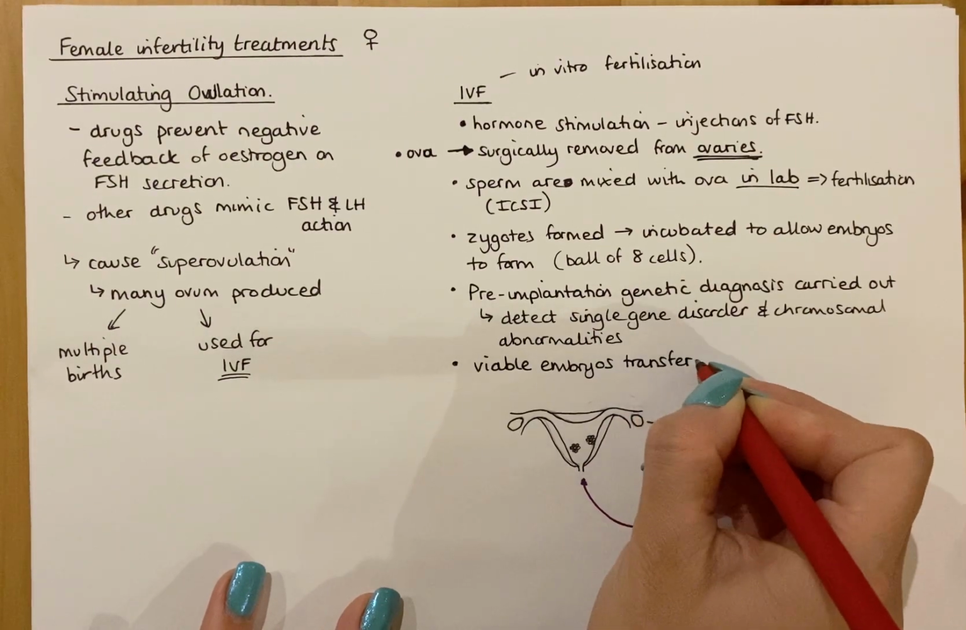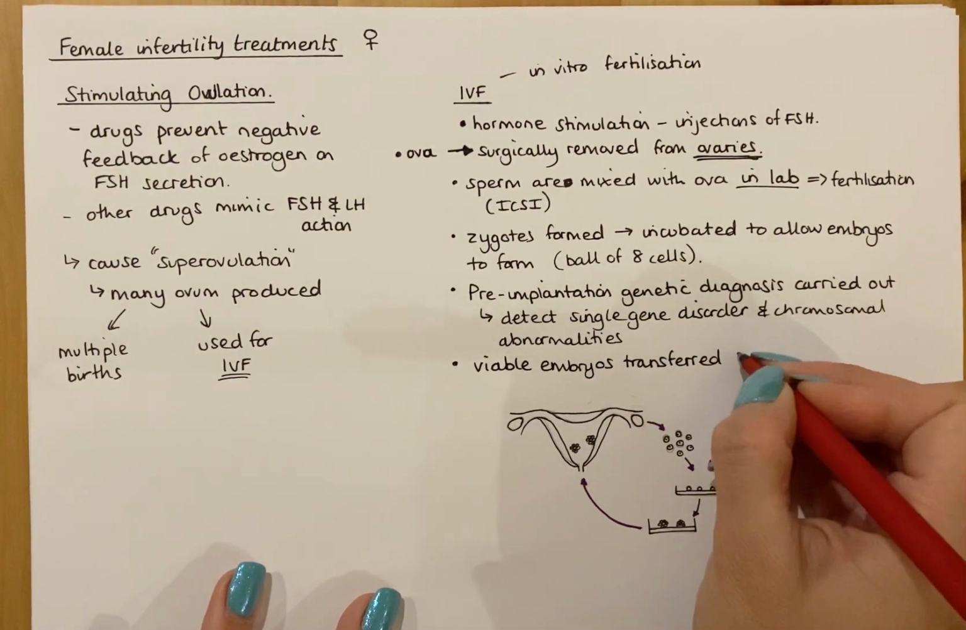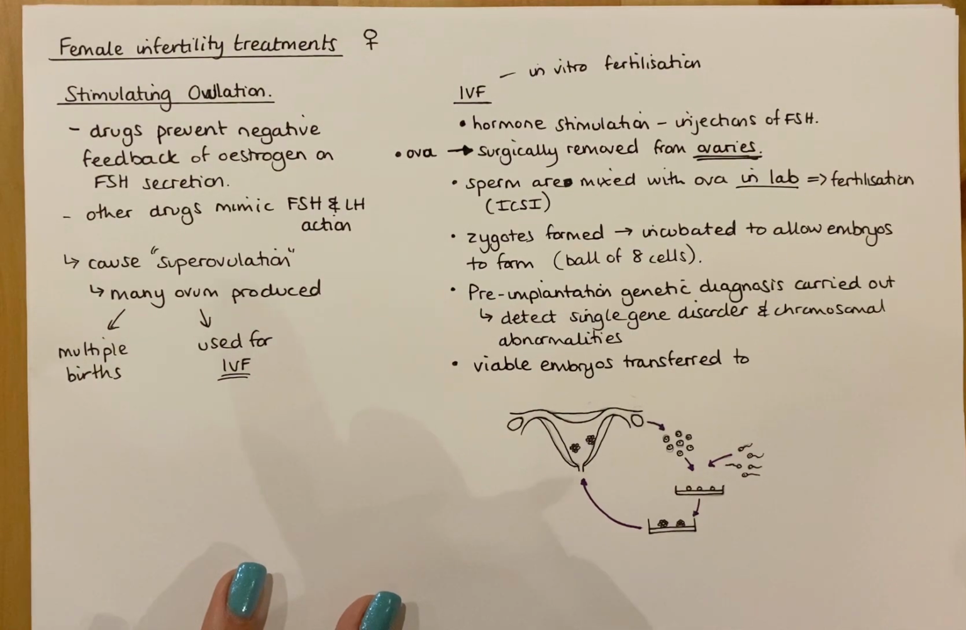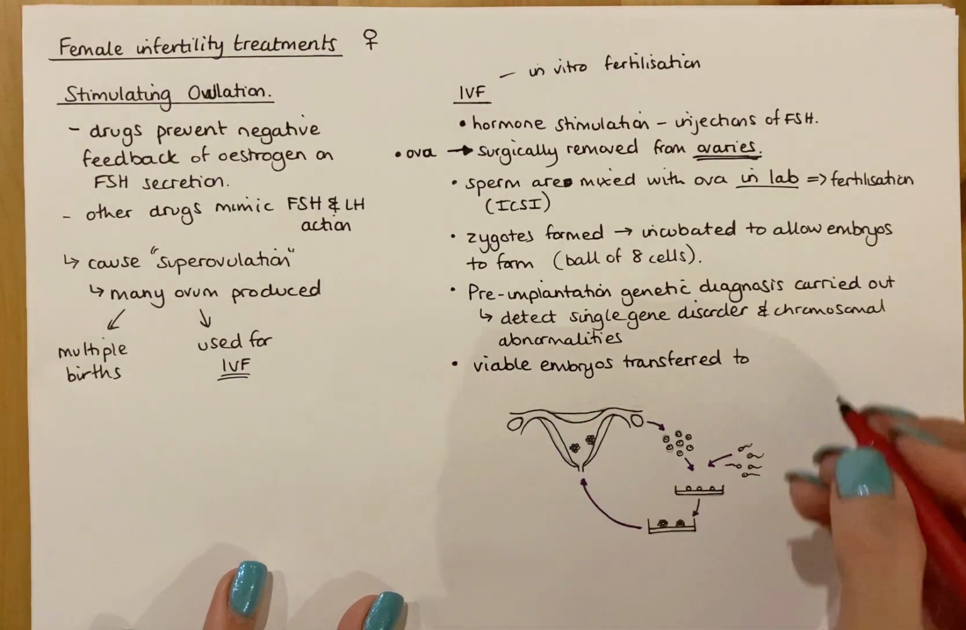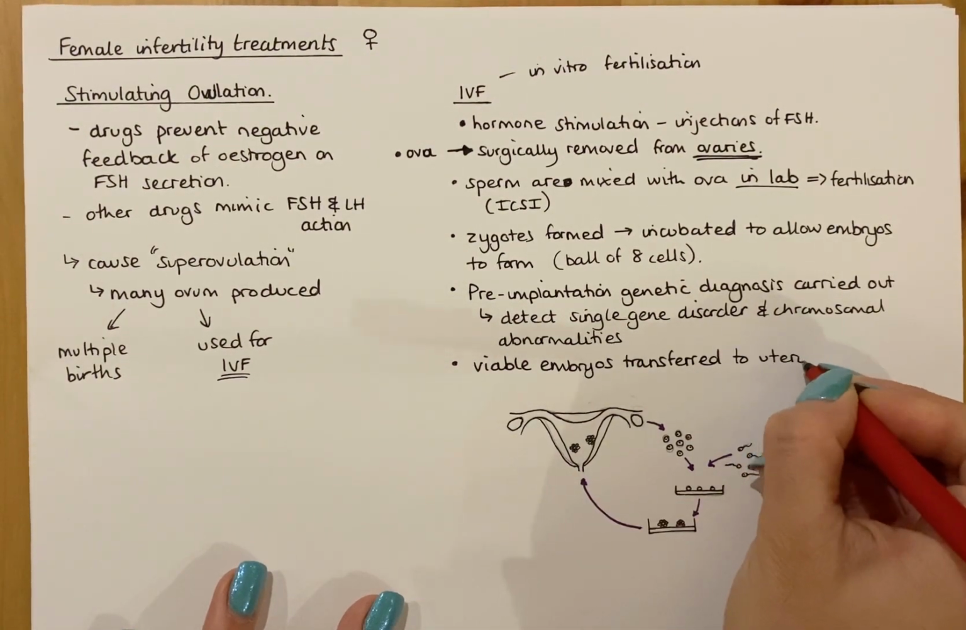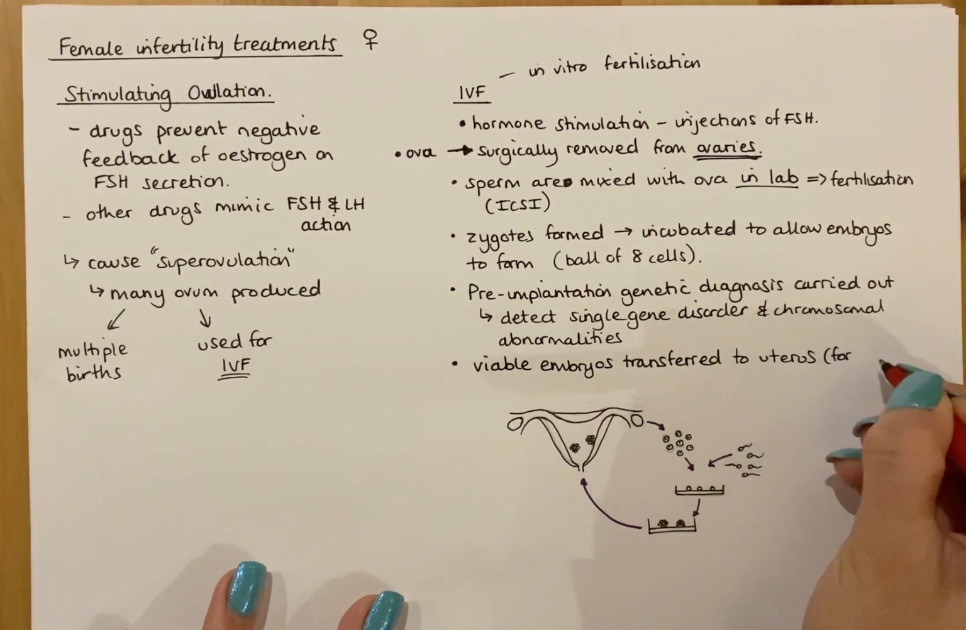Now again, we have to be specific about where they're transferred to. Now, if you think about this, normal process would occur down the oviduct, and then they would implant into the uterus lining, the endometrium. So therefore, these embryos here would then have to be transferred into the uterus to allow implantation to occur.